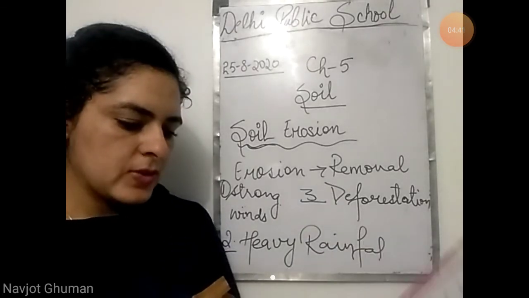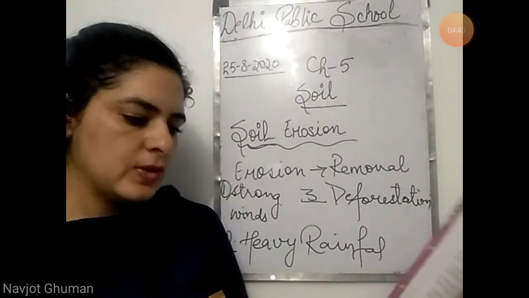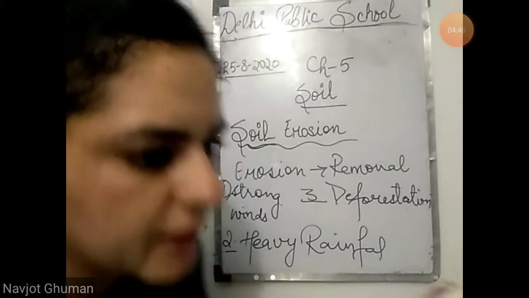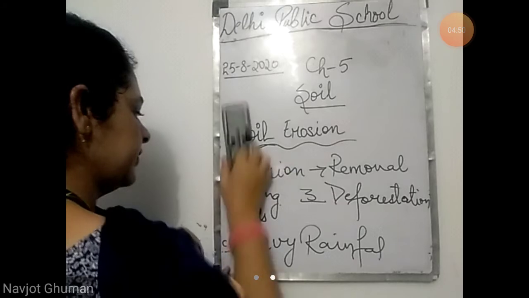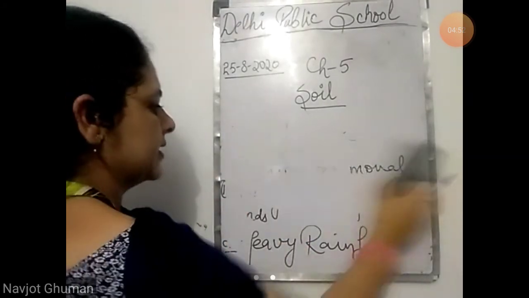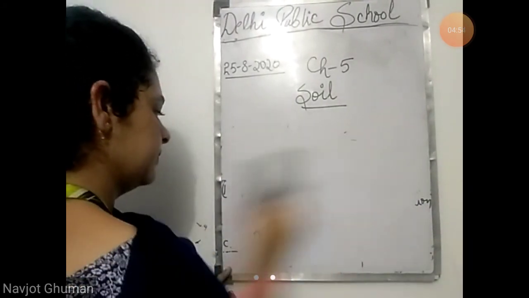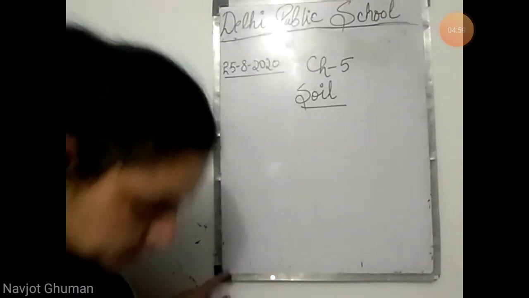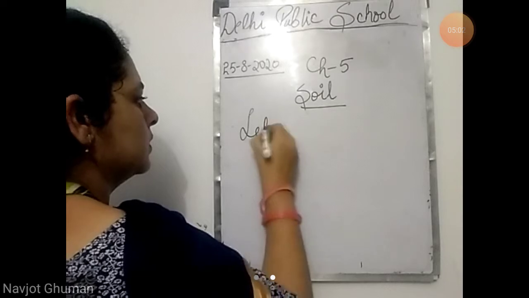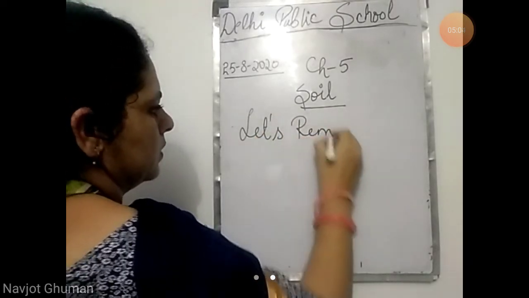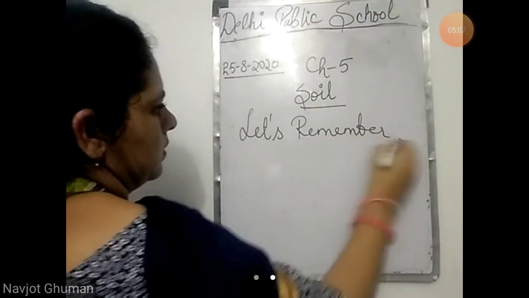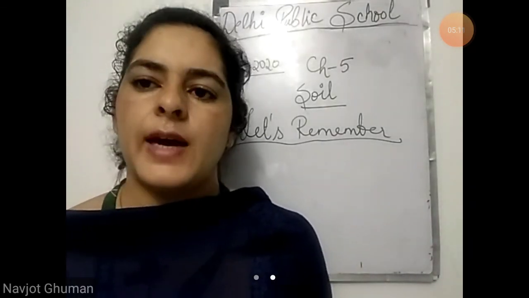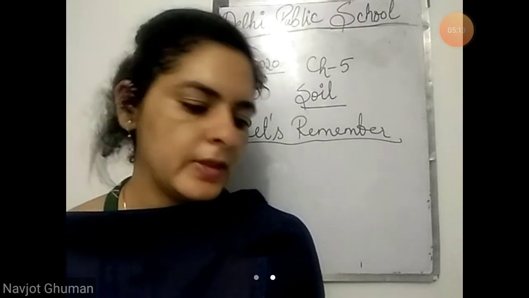This was the topic soil erosion. I hope all have understood. Now next is Let's Remember. Based on the topics that we have read, we have exercise work, that is Let's Remember. What is there? Circle the odd one out. We have to circle the one that is different from the others.